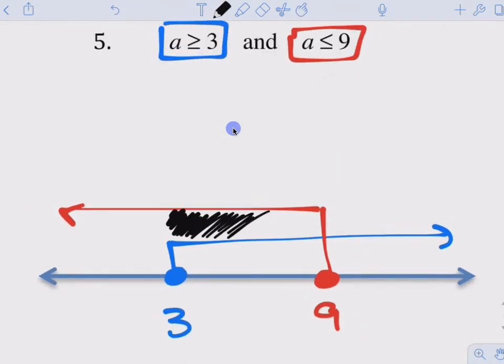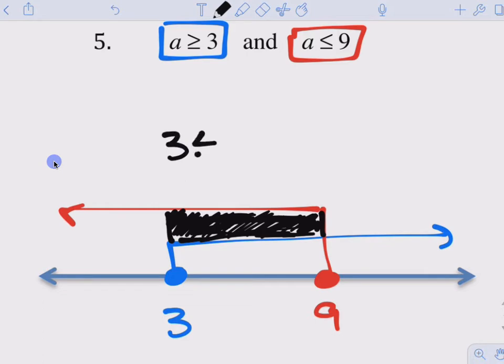And it's kind of bounded, right? It starts at 3 and it ends at 9. And it's everything between 3 and 9. And so here is where the statement of the solution set gets a little tricky. If I look at this intuitively, I'd say any numbers between 3 and 9, including 3 and 9, are going to work. And this is how we write it. We write it like this: 3 is less than or equal to a, which is less than or equal to 9.